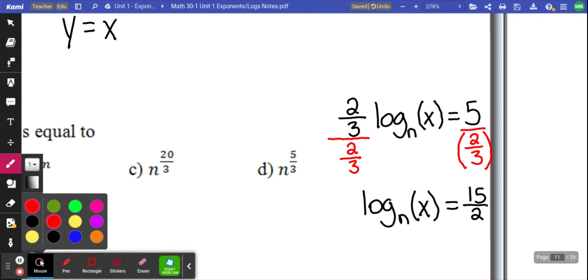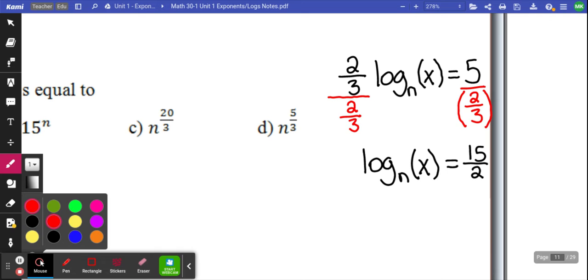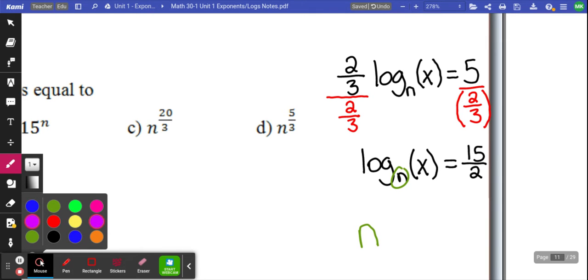Okay, now what can I do? Change it to exponential form. Perfect. Base of the log, base of the power. So that means n goes to the bottom. Whatever was by itself goes to the exponent. So that is 15 over 2 goes to the exponent equals the argument x.